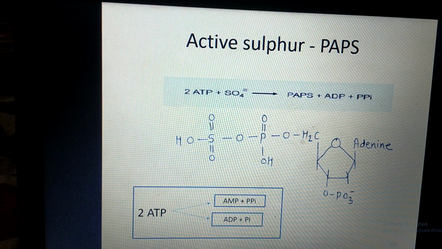Now see here what happens. The sulfate, which is formed from H2S, combines with two ATPs. One ATP is broken down into AMP and two phosphate bonds are removed. This AMP directly combines with sulfate, and another ATP is hydrolyzed to ADP and inorganic phosphate. Here ADP is removed, and the phosphate of the second ATP combines with the third carbon atom of the ribose of AMP to synthesize a compound called phosphoadenosine phosphosulfate, or active sulfur.